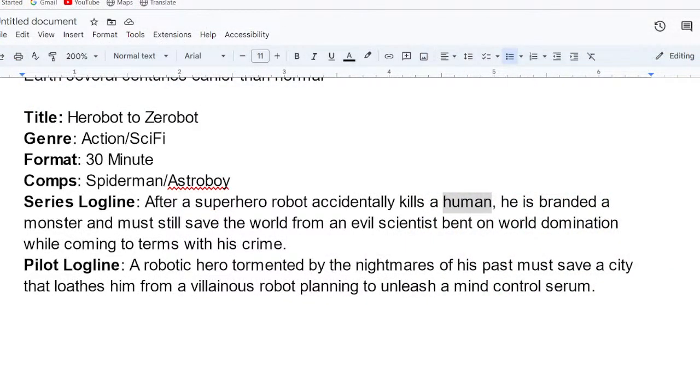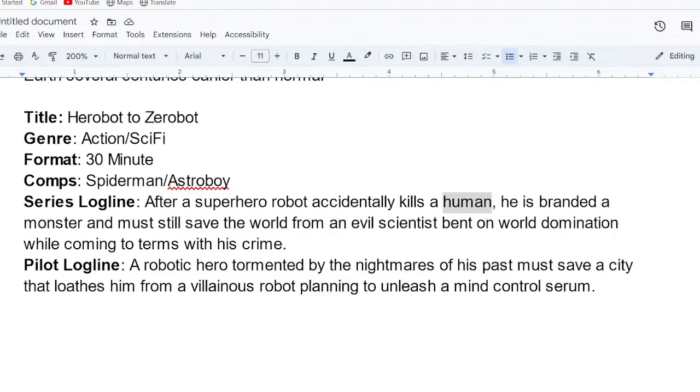So evil scientists bent on world domination while coming to terms with this crime. Oh, villainous robot planning to unleash a mind control serum. Okay, so you're saying every episode will have stakes like that? Yes. We have to save the city in every episode, basically. Okay, I think I understand. Kind of like the Powerpuff Girls, if the Powerpuff Girls accidentally hurt someone and everybody suddenly hated them every episode. Yeah, I think I see.